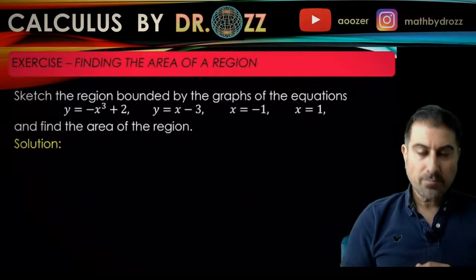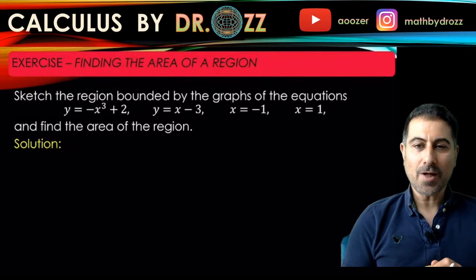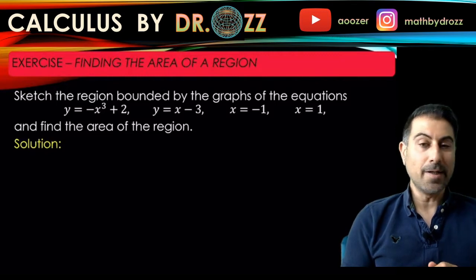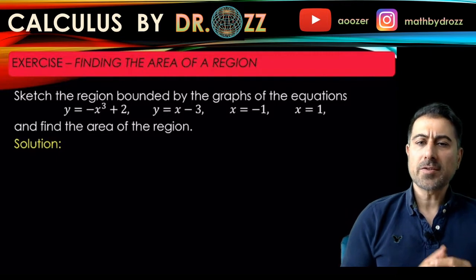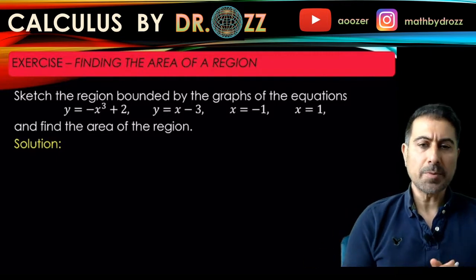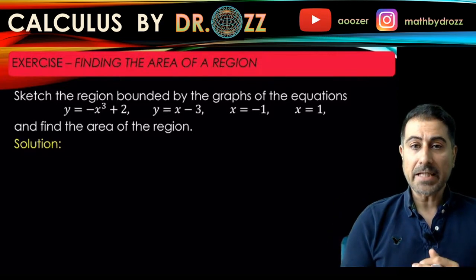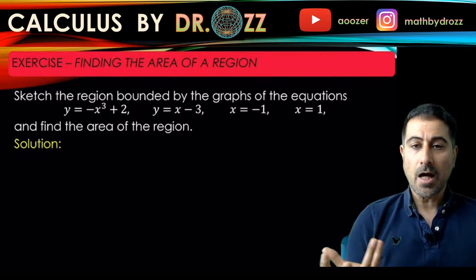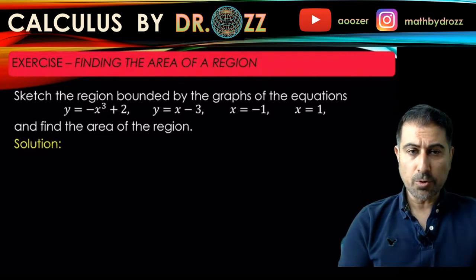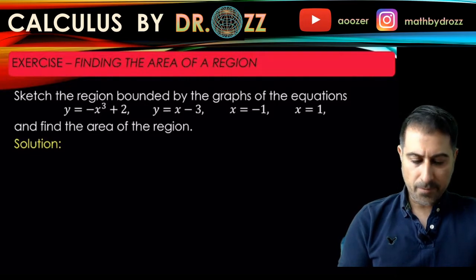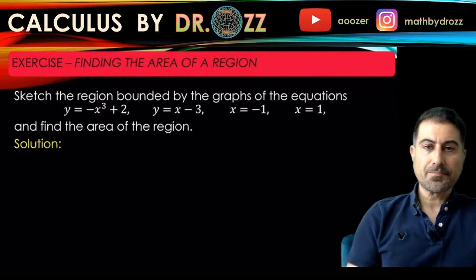Please have your TI-84 and start plotting y equals negative x cubed plus 2 and y equals x minus 3. You can start putting your x min to be negative 2, x max to be 2, to see what the area surrounded by these graphs looks like. You can pause the video anytime and work through with your calculator. I'm going to show you what I got here.